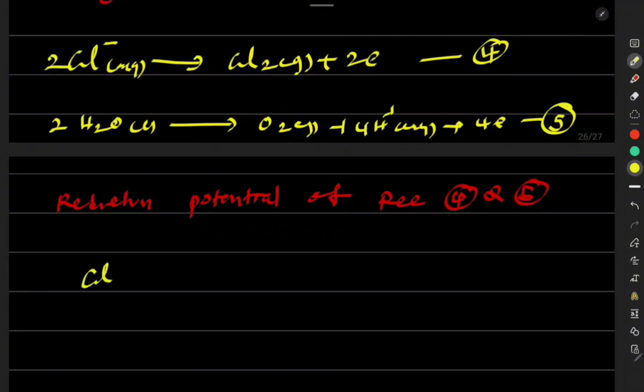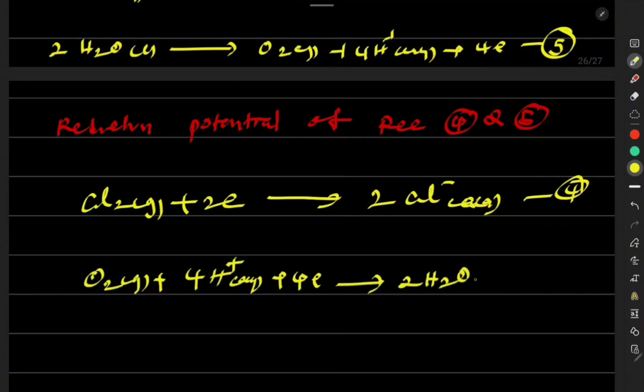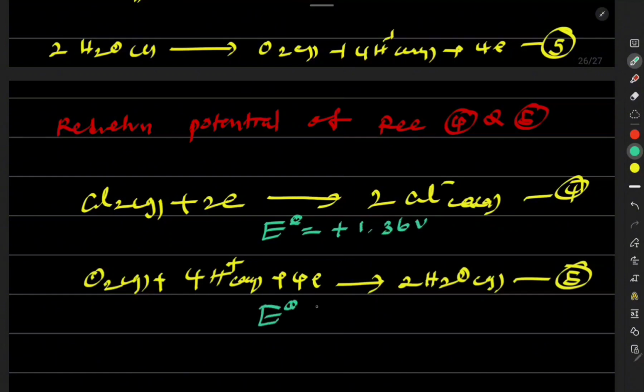The fourth reaction: Cl₂ gas plus 2 electrons forms 2Cl⁻(aq). And the fifth reaction: O₂ gas plus 4H⁺(aq) plus 4 electrons forms 2H₂O. The reduction potential of the fourth reaction is +1.36 V, and the reduction potential of the fifth reaction is +1.23 V.